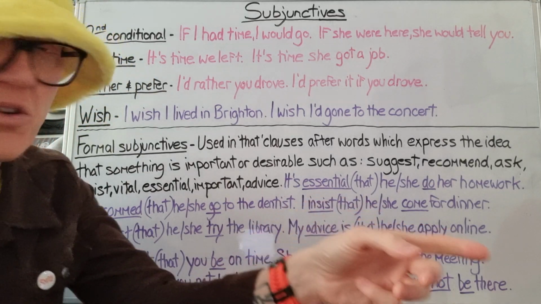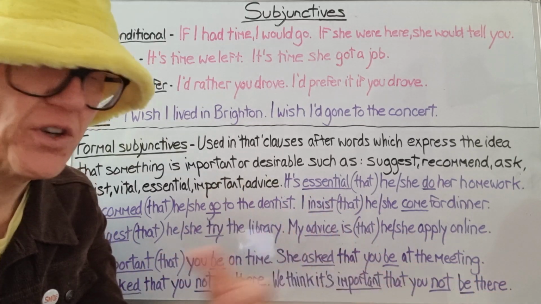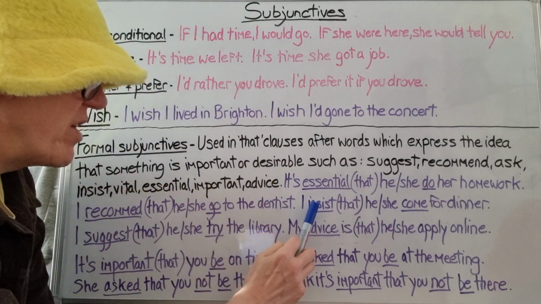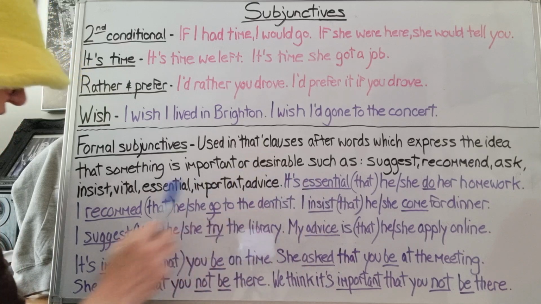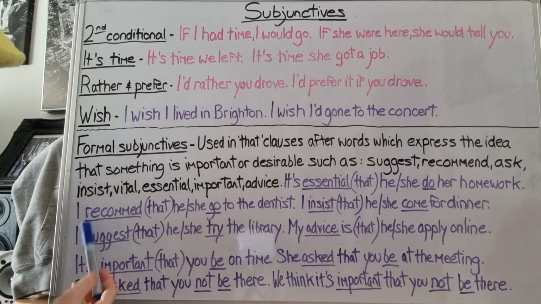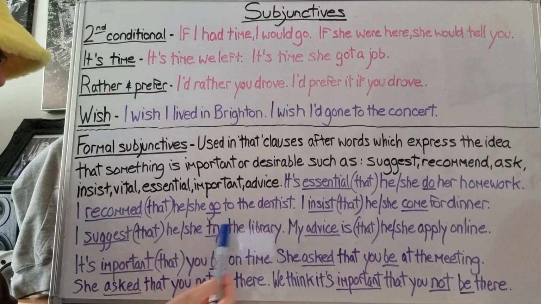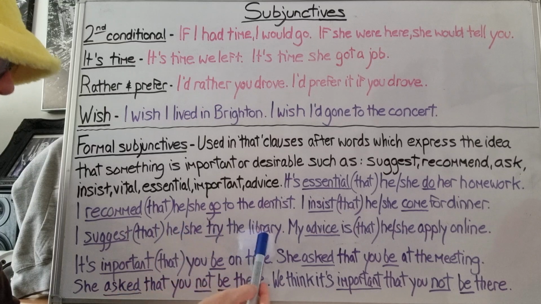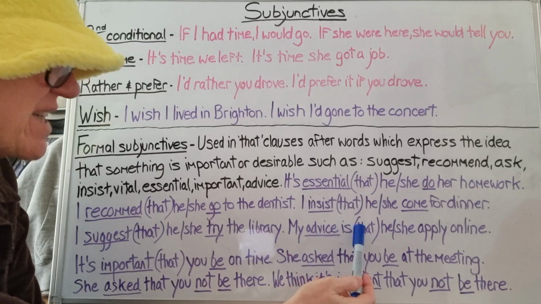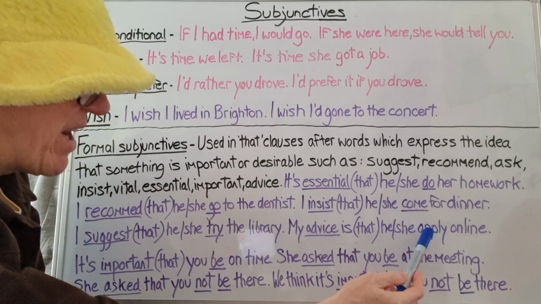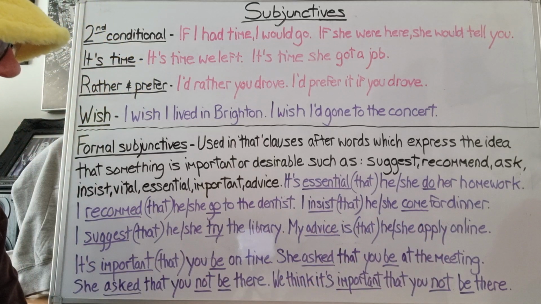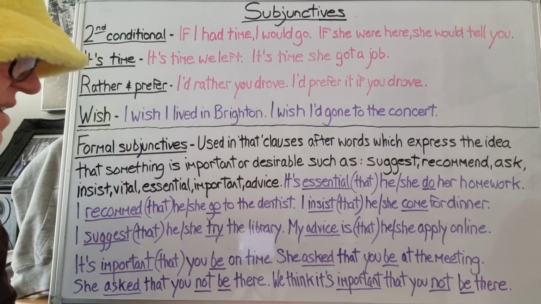Obviously, I could say I insist that you come for dinner, but you come is normal. You come, I come, you come, he, she, it comes, but come is the formal subjunctive when we use words such as these. Okay, essential, recommend, insist, all of these ones here. Okay. I suggest that he try the library. I suggest that she try the library. Not tries. Again, formal subjunctive, use the infinitive. My advice is that he apply online. Not applies. My advice is that she apply online. Formal subjunctive, infinitive. No third person s.